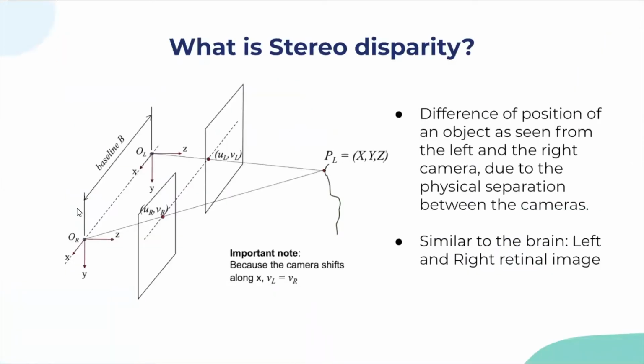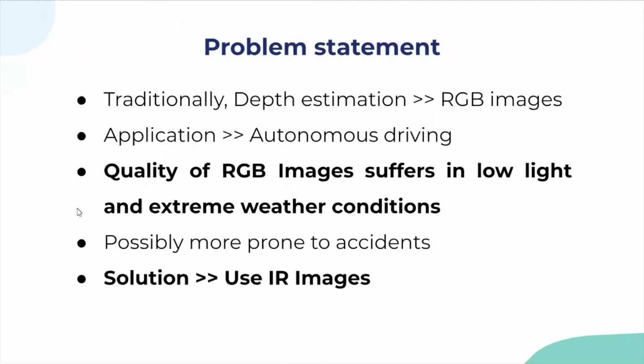First, let's understand what exactly is stereo disparity. It is the difference in the position of an object as seen from the left and right camera due to the physical separation between cameras. It infers how far an object is from the cameras, which in this case is point P, as seen in the diagram. This can be related to a biological phenomenon, which is how your brain perceives depth from left and right retinal images. Now let's take a look at our problem statement.